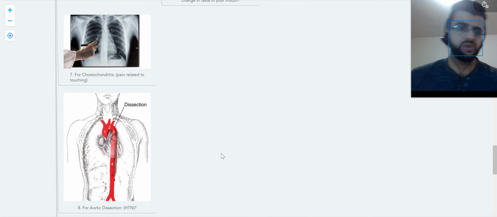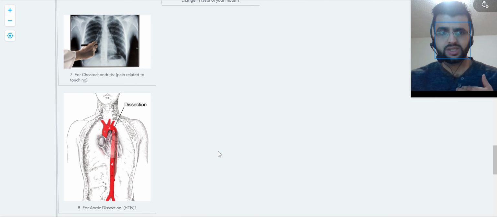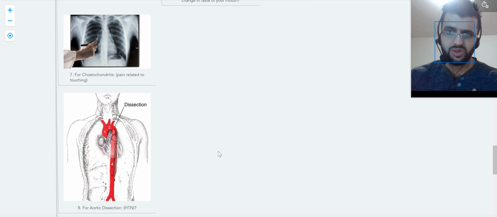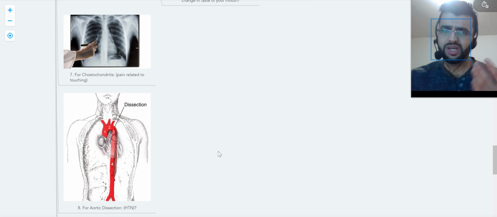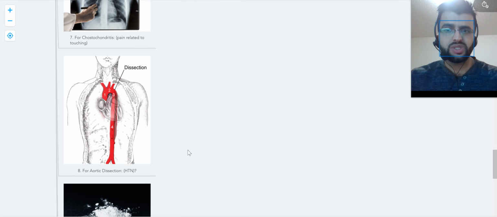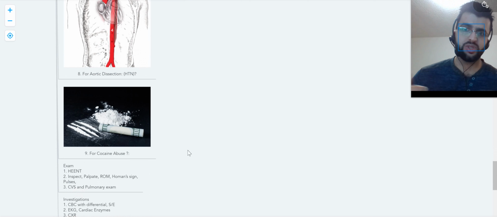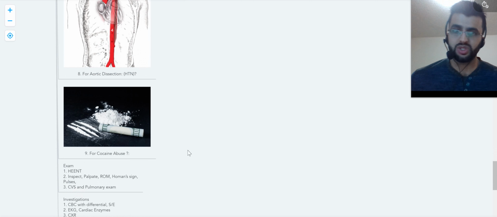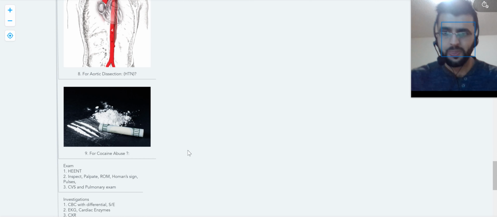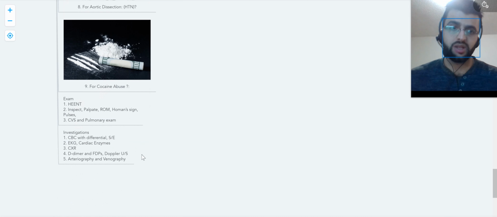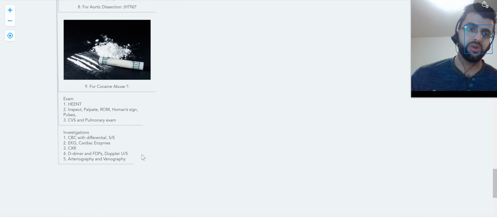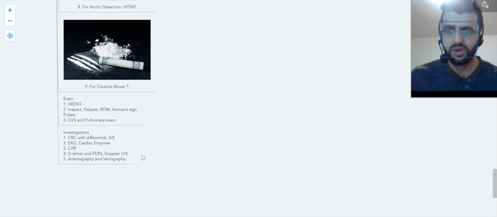Costochondritis, this is found on physical exam. When you do a physical exam, there is pain with palpation. So to ask about it, you can tell them, any pain when you press on it? Okay. For aortic dissection, it is usually when there's a history of hypertension. So have you been diagnosed with hypertension? How's your blood pressure? For cocaine abuse, obviously, have you ever used any recreational drugs? This is a good way to ask about it.